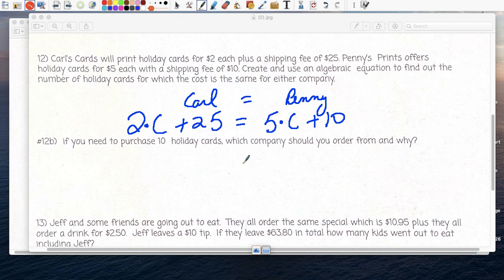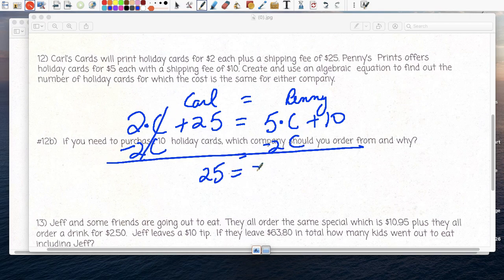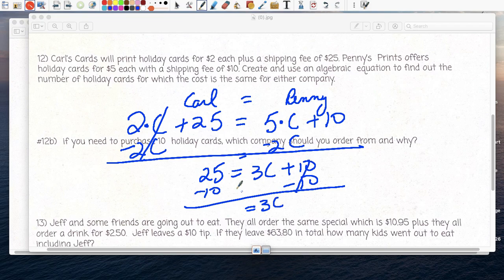So, how many cards would it take? So it doesn't matter which company I went to. Well, variables on both sides, yes. There's a 2c here and a 5c, so let's get rid of the 2c. Minus 2c, minus 2c. 25 equals 3c plus 10. We're going to now subtract 10 from this side and 10 from this side. 3c equals 25 minus 10, which is 15. Divide by 3 on both sides, and c equals 5.